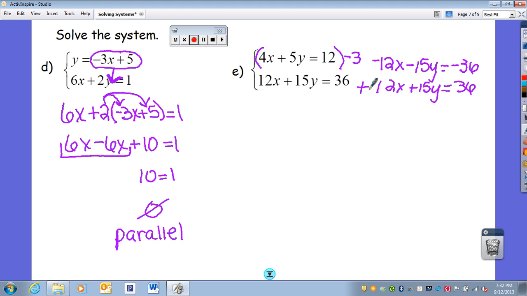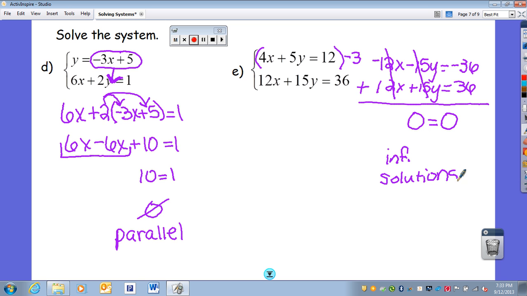I will add the two equations together. 12x and a negative 12x is 0. Negative 15y and a positive 15y is 0. And negative 36 plus 36 is 0. The variables have canceled, leaving us with the situation 0 equals 0. This is a true situation, and therefore if we were to draw this on the coordinate plane, these would be two lines directly on top of one another, and therefore we have infinite solutions.